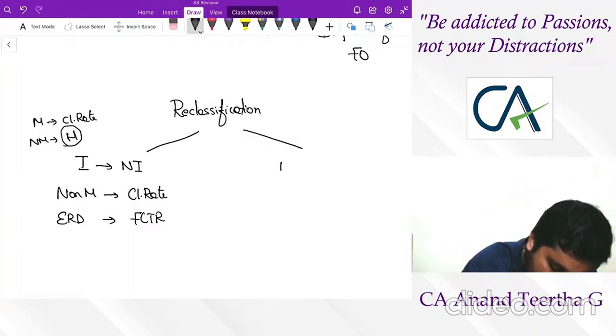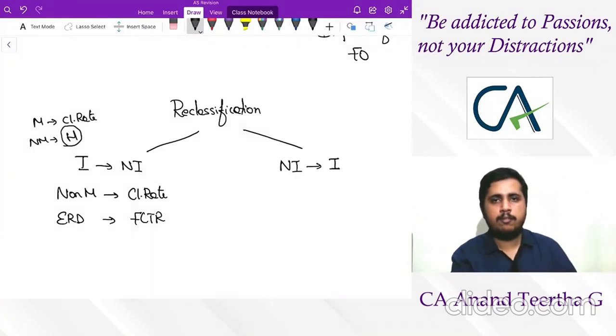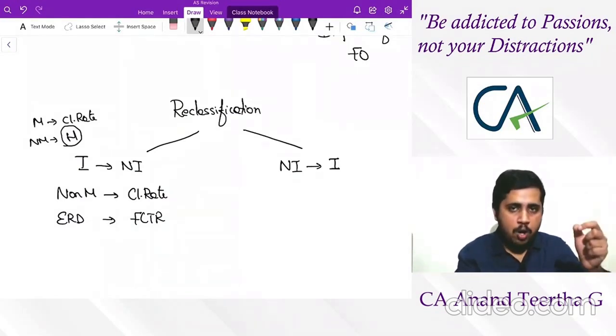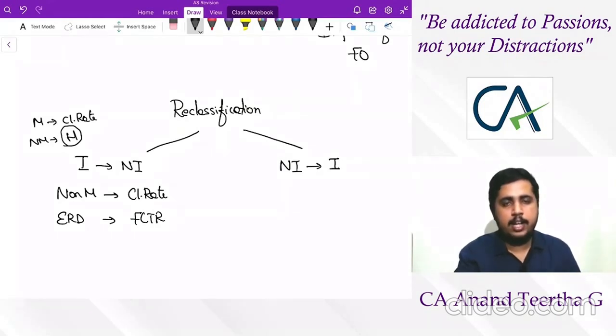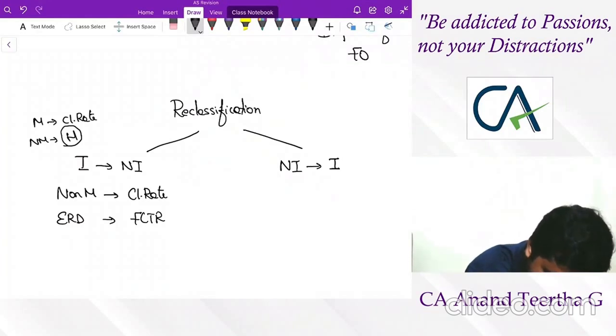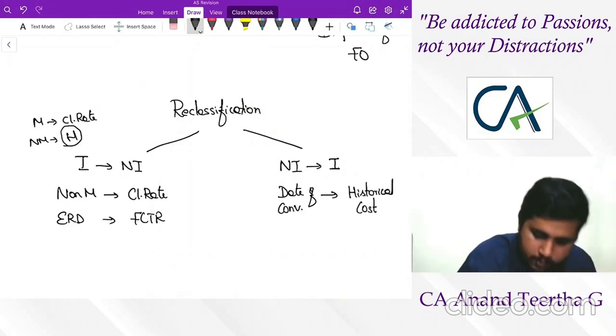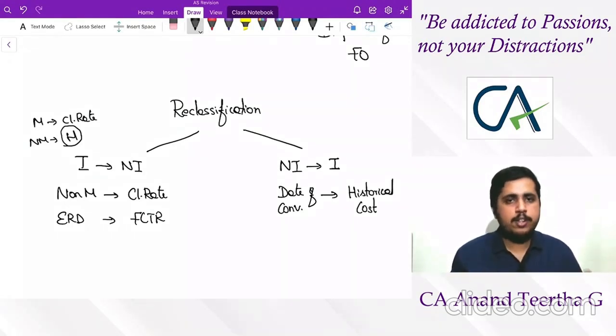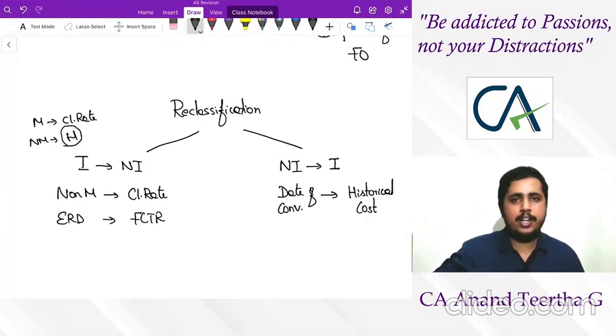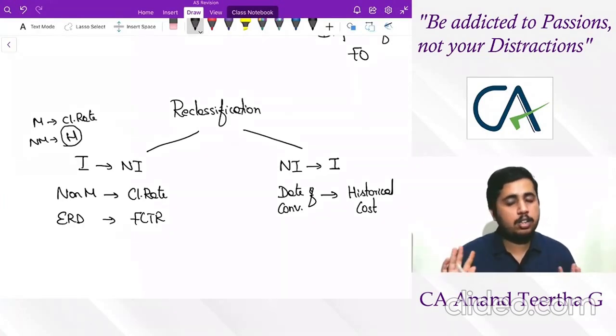The next one: if it is non-integral getting converted to integral. Now look into it. In non-integral, all items, monetary and non-monetary, were done at closing rate. In integral, monetary is at closing rate, no problem. But non-monetary has to come under historical rate. So should I now convert the closing rate back to historical rate? No need. What they said is that on the date of conversion, whatever rate was considered, that itself will become the historical cost. Again, you need not shift this. Whatever the amount was on the date of conversion will be further continued as historical cost. Later in the integral foreign operation, this won't change because it's a non-monetary item.